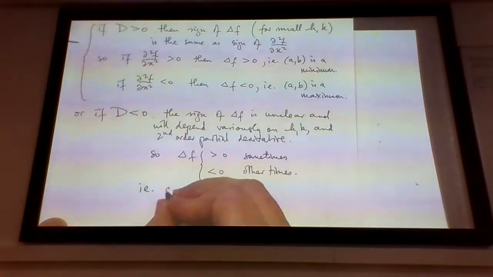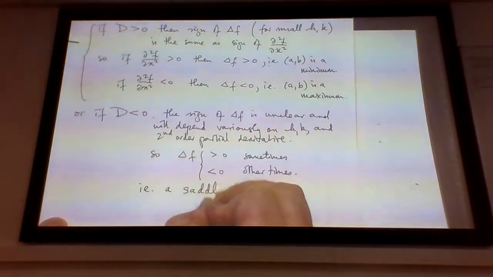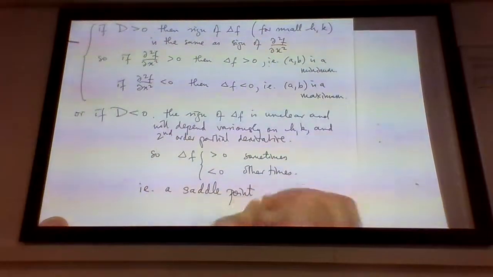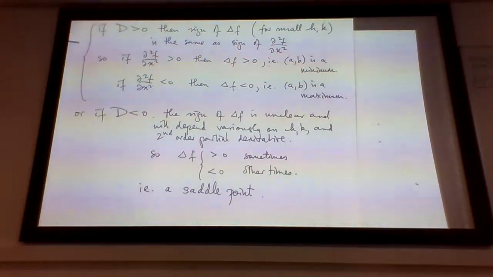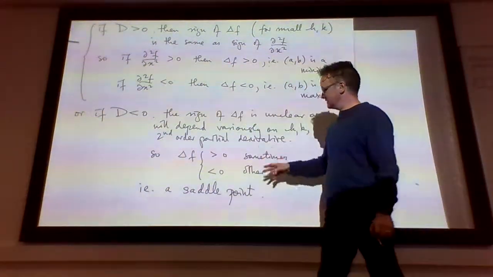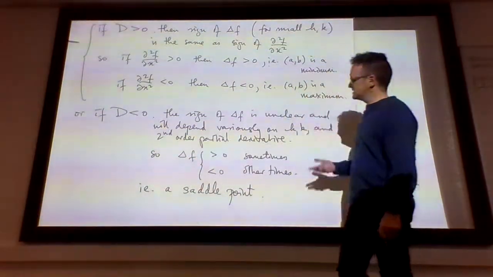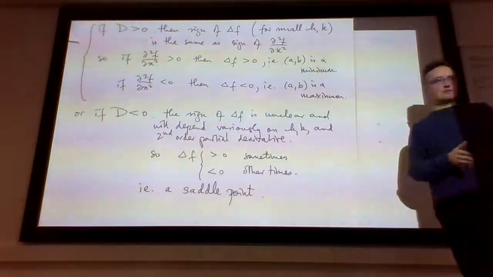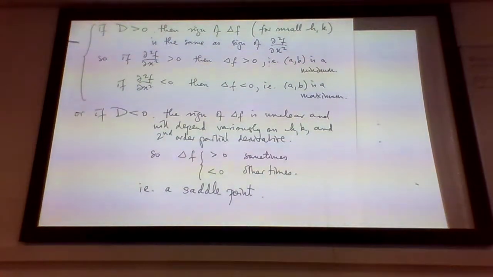So, i.e. a saddle point. We know it's a stationary point because the two first order partial derivatives have vanished at AB. So the tangent plane is flat, but the sign of delta F depends on these various quantities. So for some directions and some values, it's going to be positive. For other values, it's going to be negative. So that's your saddle. Okay.